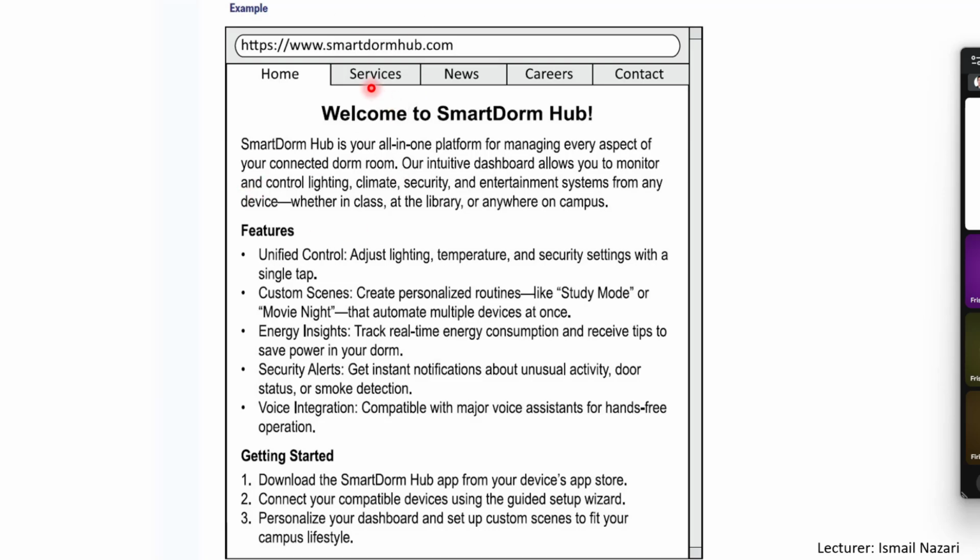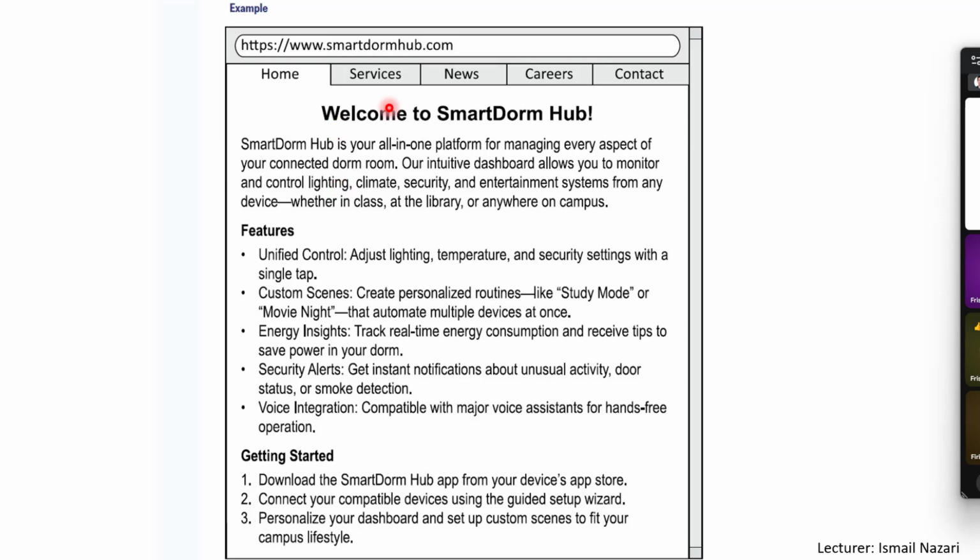So in order to answer, as you can see, it is the daily life task, and it gives you the screen of a website, okay? smartdormhub.com. So it's the homepage, and at the homepage, we have welcome to Smart Dorm Hub. And it gives an introduction to the Smart Dorm Hub. Smart Dorm Hub is your all in one platform for managing every aspect of your connected dorm room. Our intuitive dashboard allows you to monitor and control lighting, climate, security, and entertainment systems from any device.